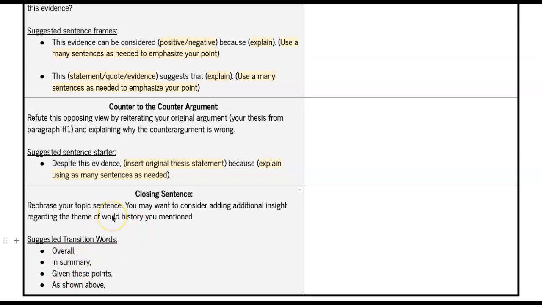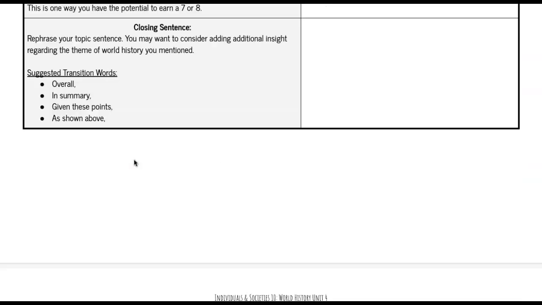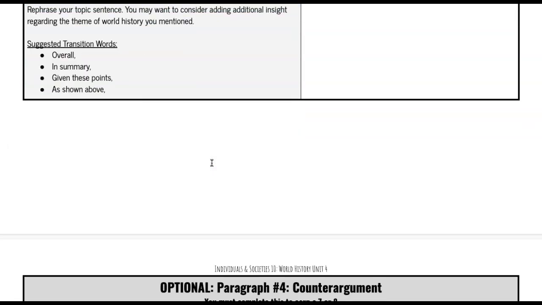Another way that you could earn a 7 or an 8 is in your regular body paragraphs, to add this additional example of evidence and analysis. So you would also consider doing that as well if you're trying to earn the 8.